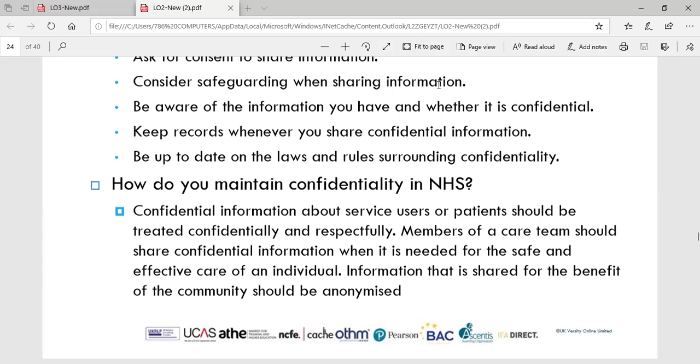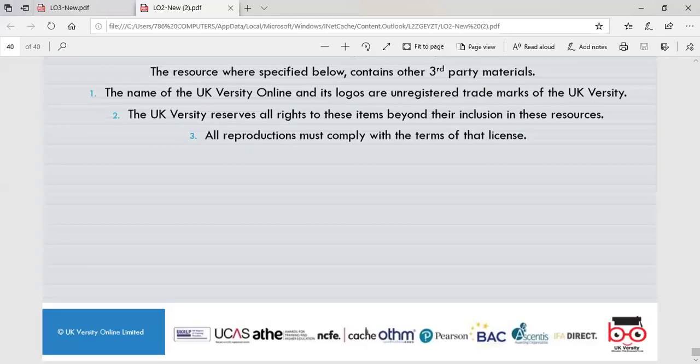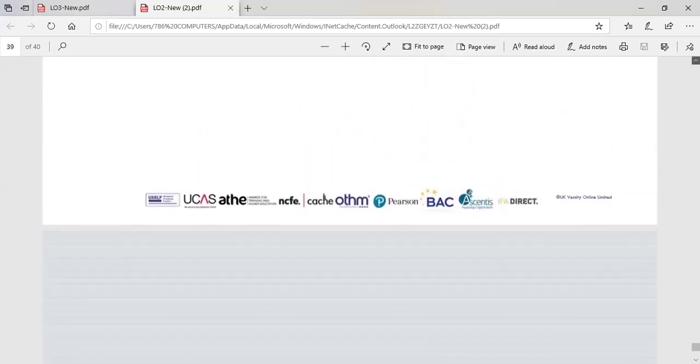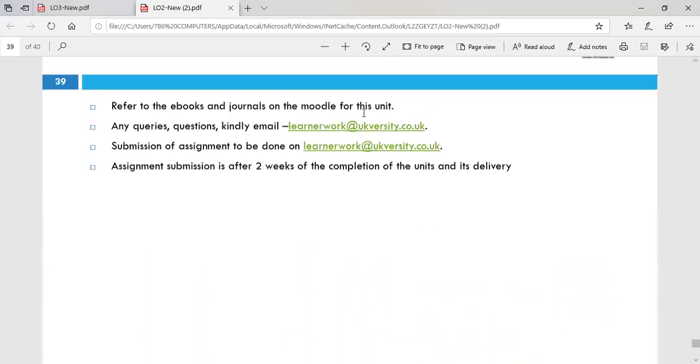If you could just email on this link, I'll share this with you. Any concerns that you have regarding your assignments or anything else, please email learnerwork@ukversity.co.uk. As for submissions of assignments, you have a deadline for each assignment. It's 2 weeks after completion of the unit and its delivery.